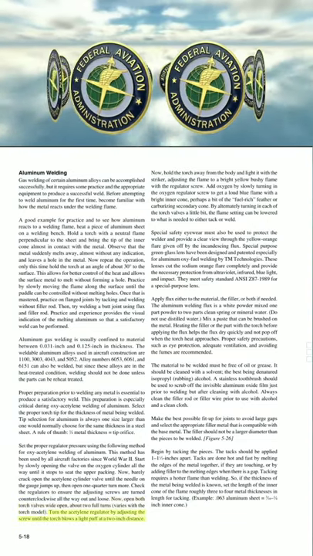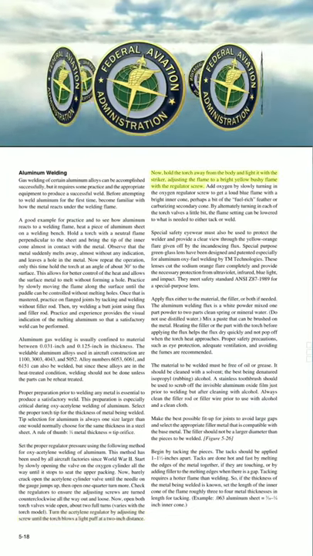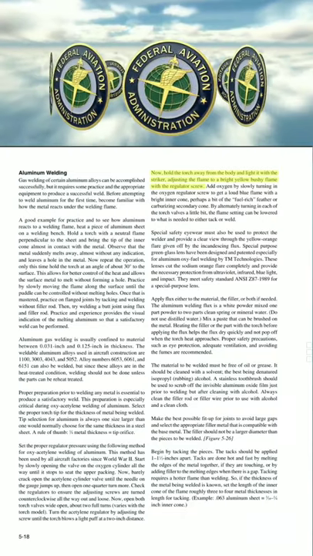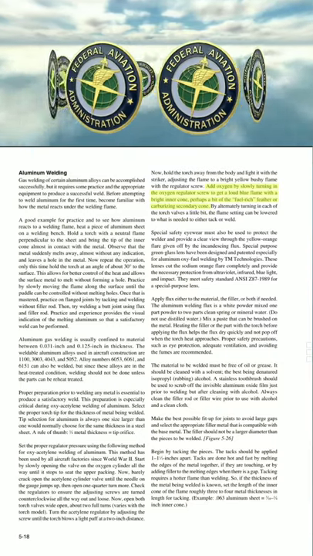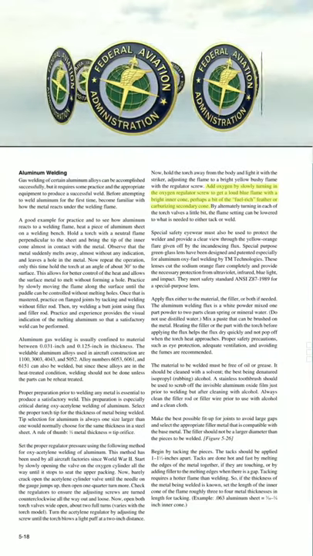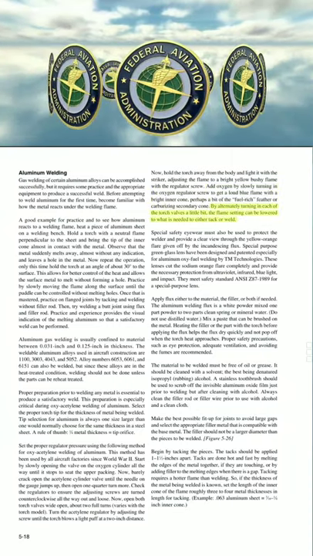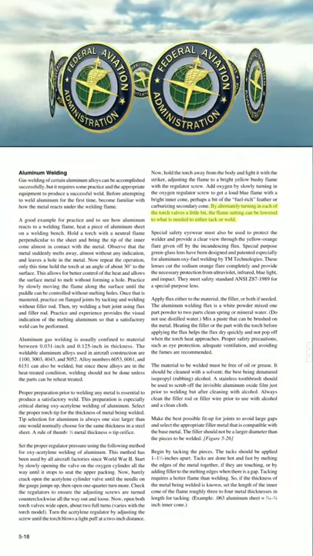Turn the acetylene regulator by adjusting the screw until the torch blows a light puff at a 2-inch distance. Now, hold the torch away from the body and light it with the striker, adjusting the flame to a bright yellow pushy flame with the regulator screw. Add oxygen by slowly turning in the oxygen regulator screw to get a loud blue flame with a bright inner cone, perhaps a bit of the fuel-rich feather or carburizing secondary cone. By alternately turning in each of the torch valves a little bit, the flame setting can be lowered to what is needed to either tack or weld.